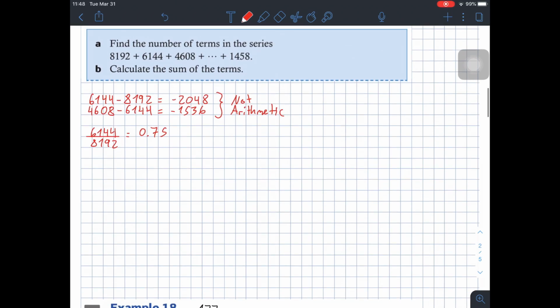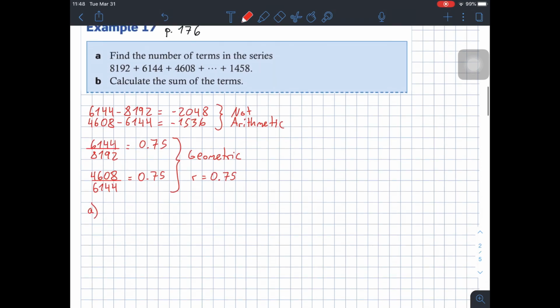And if we try with the next two terms, 4608 divided by 6144, it's again 0.75. So once again, this is geometric with a common ratio of 0.75. Okay, so part A.